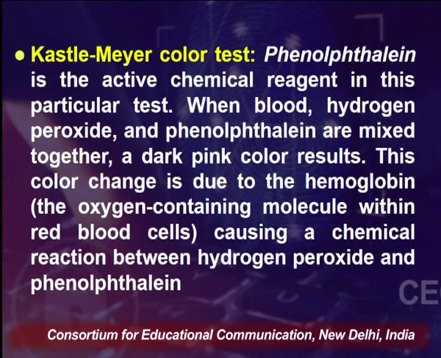Firstly, the Kastle-Meyer color test, where phenolphthalein is the active reagent being used. When blood is mixed with hydrogen peroxide and phenolphthalein, it gives rise to a dark pink color. This color change happens because of the hemoglobin, the oxygen-containing molecule within the RBCs, which causes a chemical reaction between the hydrogen peroxide and phenolphthalein. So, if blood is there, the Kastle-Meyer color test will give us a pink color.